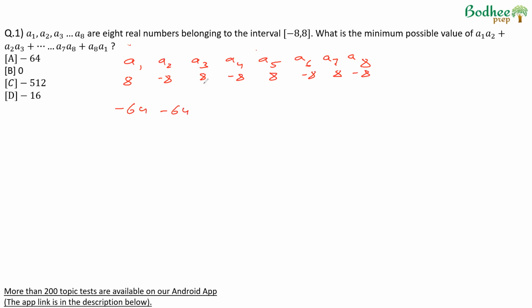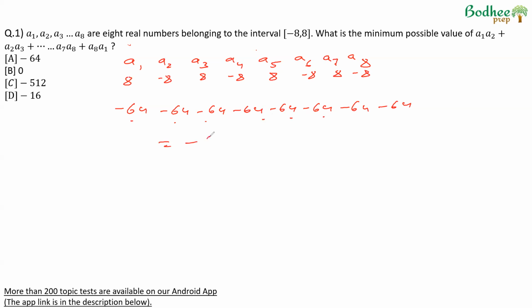A2A3 will be -64. A3A4 will be -64. A4A5 will be -64. A5A6 will be -64. A6A7 will be -64. A7A8 will be -64. A8A1 will be -64. So we'll have -64 8 times: 1, 2, 3, 4, 5, 6, 7, 8.